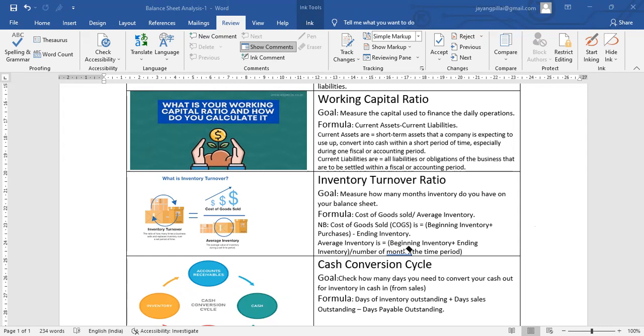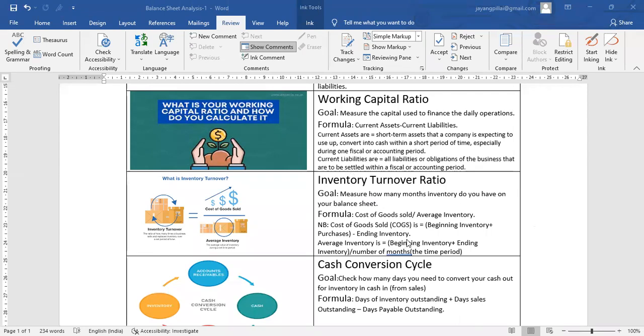And average inventory is found by beginning inventory plus ending inventory, that is opening stock plus closing stock, divided by the number of months, that is the time period. Thus we get the average inventory, and as a result we get the inventory turnover ratio. That measures how many months of inventory we have in our business.